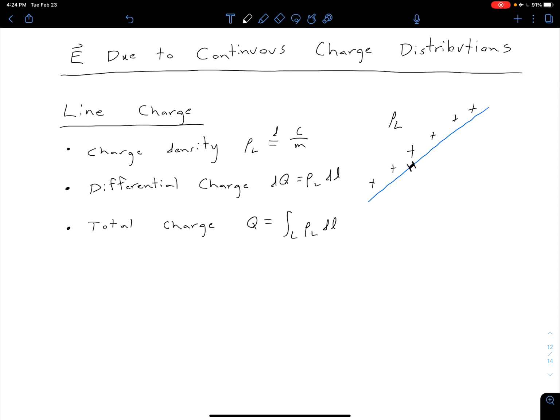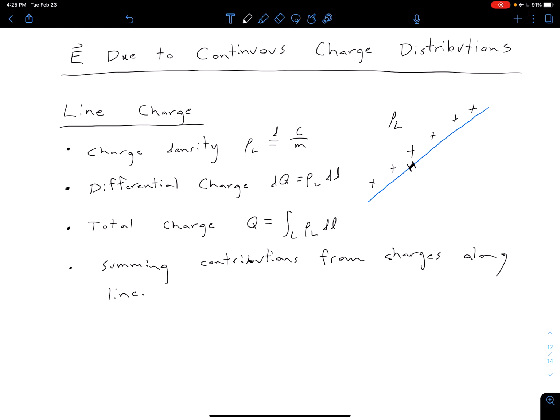Ultimately though, we don't want the charge, we want to find the electric field from this line. What we can do is think of it as summing contributions from charges along the line. Of course we're still using Coulomb's law, and we'll come back later and look at an alternative way to do this with Gauss's law.